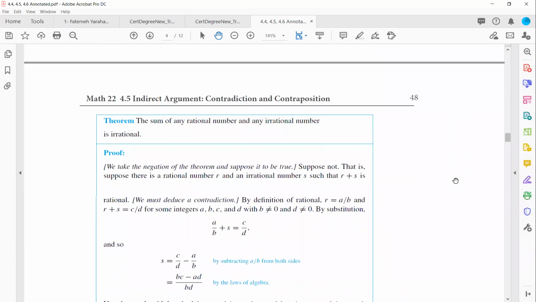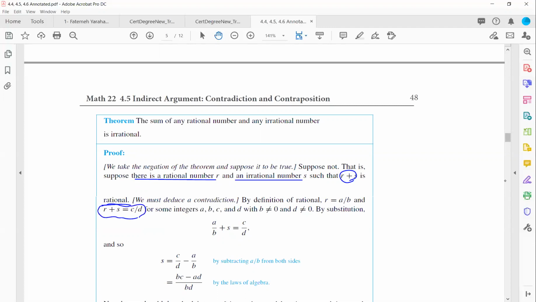Another theorem for you. The sum of any rational number and any irrational number is always irrational. Okay? Suppose not. Suppose I have an irrational number and a rational number and the outcome is rational. Proof by contradiction. There is a rational number like R and an irrational number like S, and their sum, instead of being irrational, is rational. Okay, R plus S, by using the definition of a rational number, is rational.